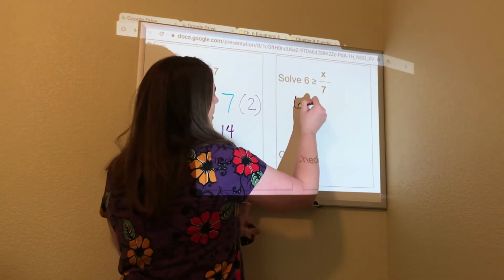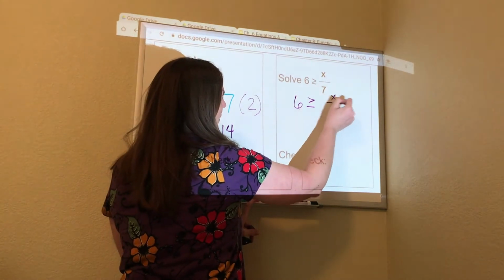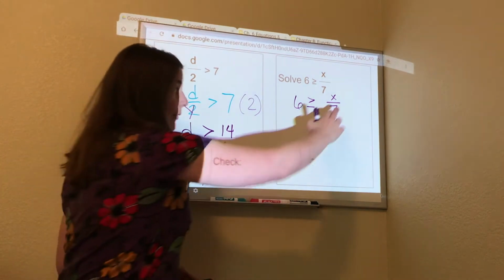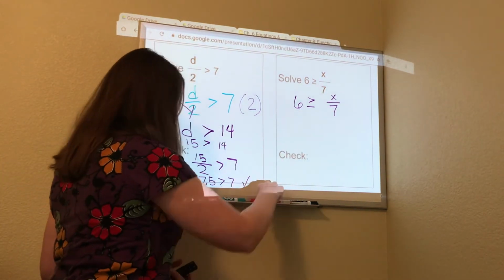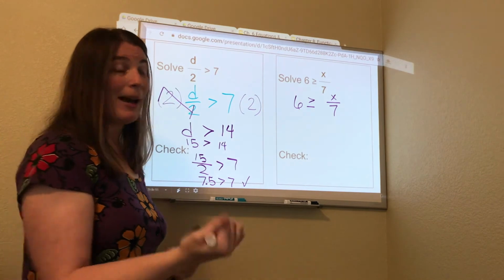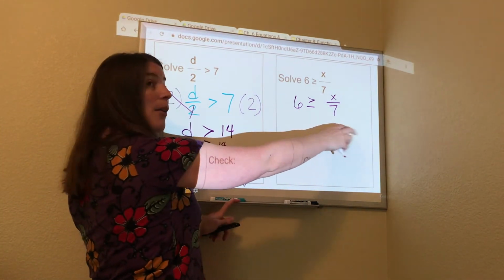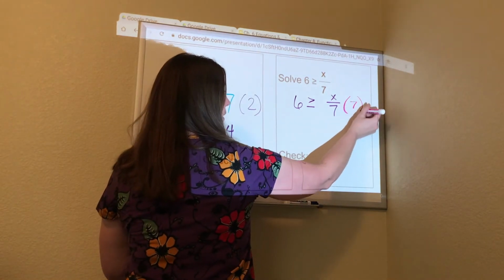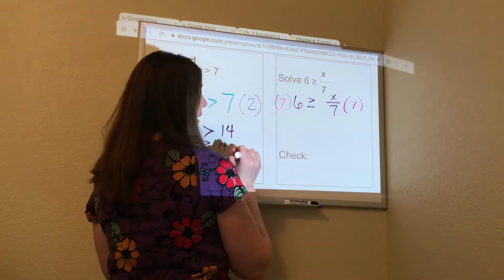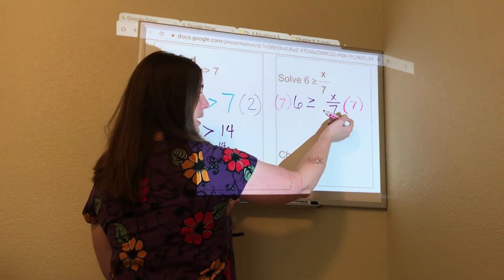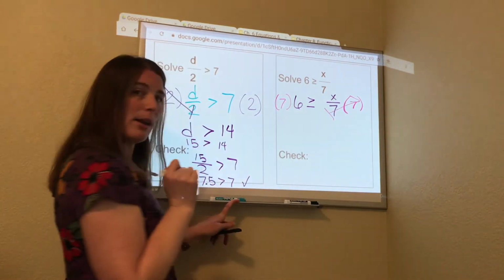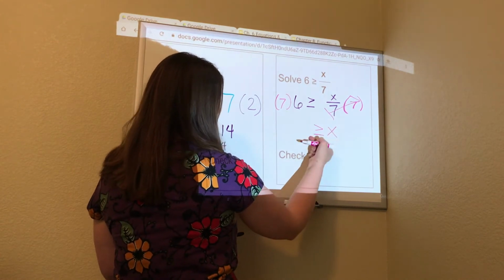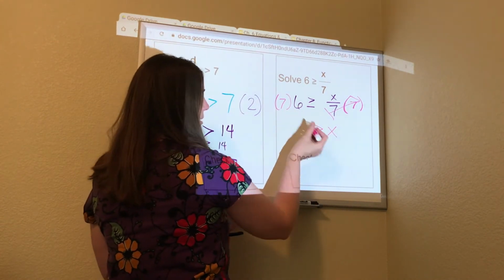I have 6 is greater than or equal to x divided by 7. So since I need to find my variable, and my variable is x here, what's happening to my variable? I'm being divided by 7. So the inverse of dividing by 7 would be multiplying by 7. So I'm going to multiply by 7 here, and on the left side, 7 divided by 7 is 1, so I cross it off. I have x is less than or equal to, and then 7 times 6 is 42.